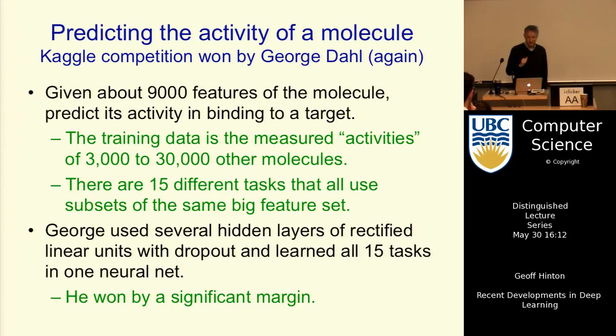So one nice example is predicting the activity of a molecule from descriptors of the molecule. Merck set up a competition where you have about 11,000 descriptors of a molecule, and each particular task you have to do uses from 3 to 9,000 of those descriptors, but it's all drawn from the same pool of descriptors. And then you have to predict for the molecule whether it will bind well to something. And they've measured that for a whole bunch of molecules. But typically they've only measured it for a few thousand.